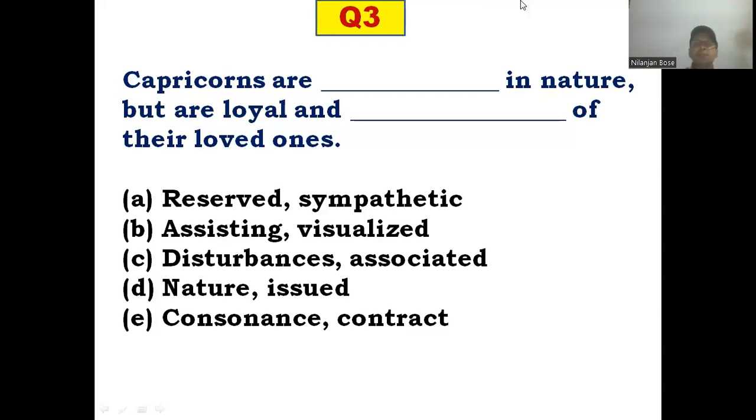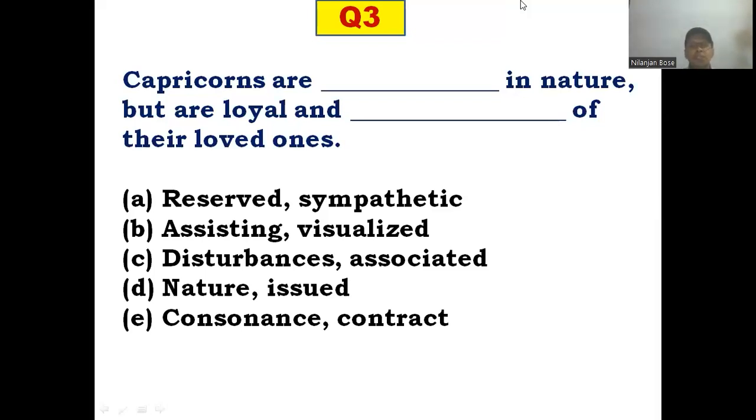तो इस केस में आप किसको सिलेक्ट करोगे? Of course, both the blanks are indicating the positive sign. So first option, reserved and sympathetic, it can be there. Next one, assisting and visualize. Visualized of their loved ones, it doesn't have any sense. Now option C, disturbances. Are Capricorns disturbances in nature? The word itself is wrong, because अगर Capricorns are disturbing लिखा रहता उस केस में आप उसको सिलेक्ट कर सकते थे. As it is written disturbances, so easily it should be eliminated. Moving to option D. It's absolutely rubbish. It is not going to be included over there. So no sense of selecting D.